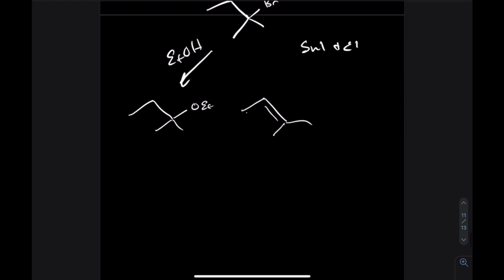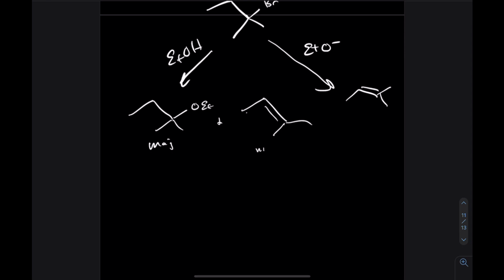All right. Of course, I should erase that because now that's going to be ambiguous. If you throw in a really good base, ethoxide, you will just end up with this. You'll just end up with the elimination product. All right. And the ethanol will give you that as a major product, and that will give you a minor product. But if ethoxide, you only get the E2 product. Ethanol, you can get the E1 and the Sn1 product.